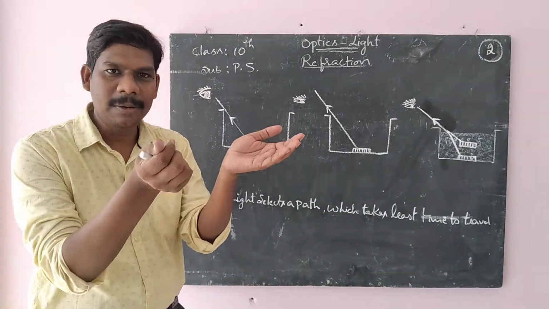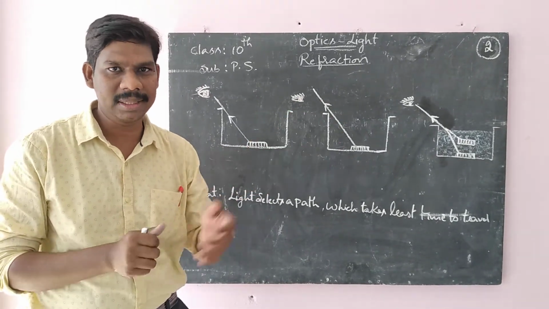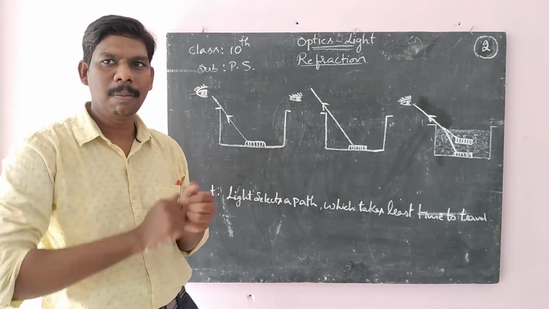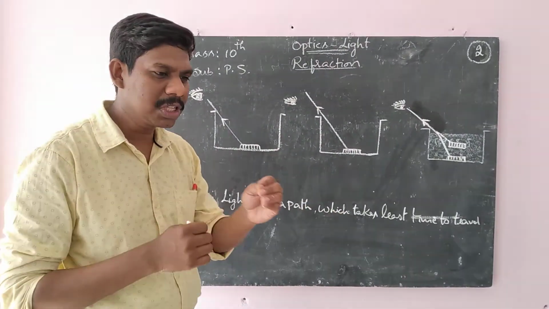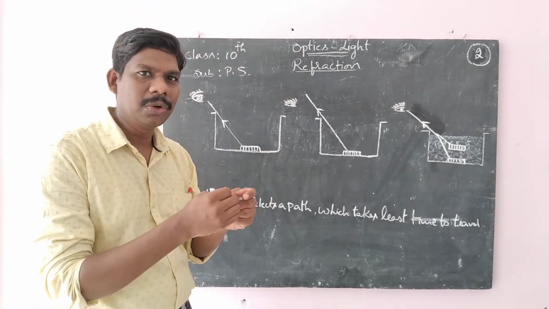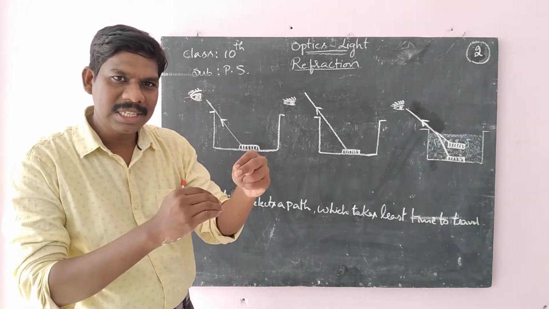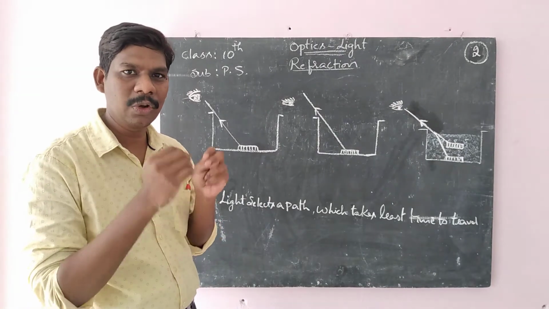Suppose you take a vessel which has opaque walls, just like a plastic mug. Now place a 5 rupee coin at the bottom of the mug. Now stand at some distance and try to see the coin. Okay. Now, are you able to see the coin? Next, what are you going to do? Just move backward from the vessel until you no longer see the coin with your eyes.